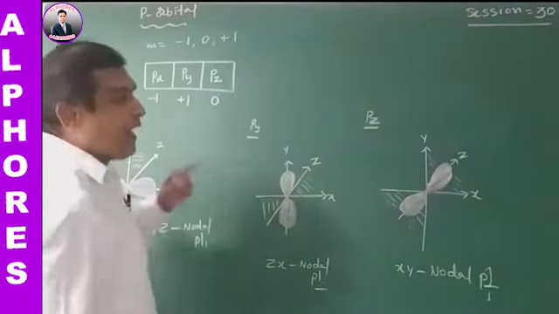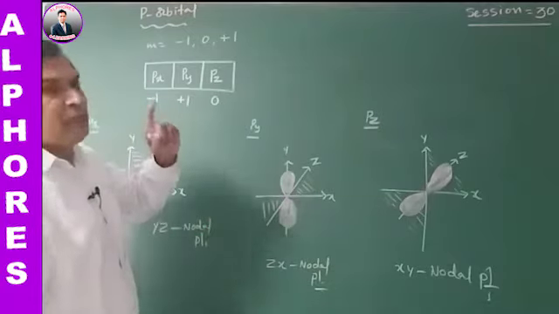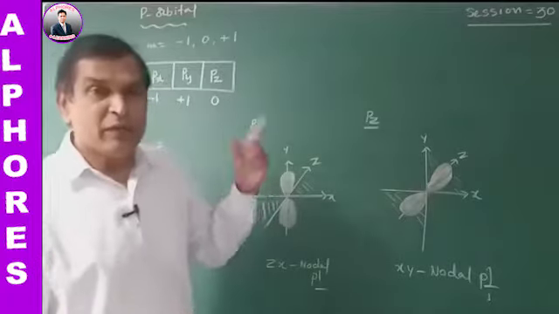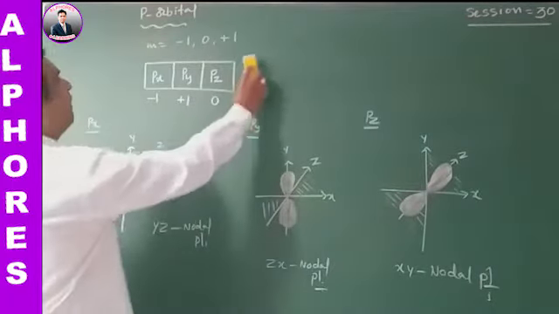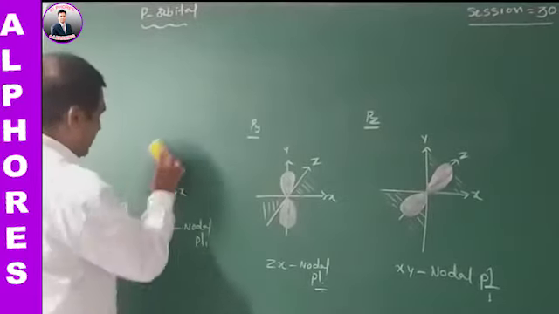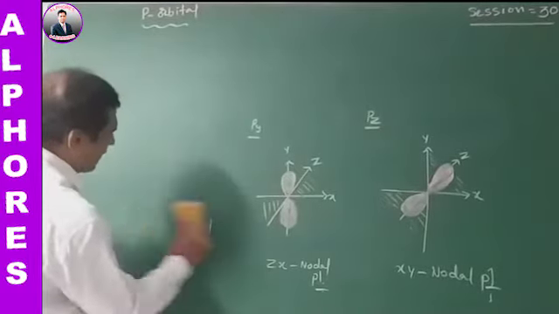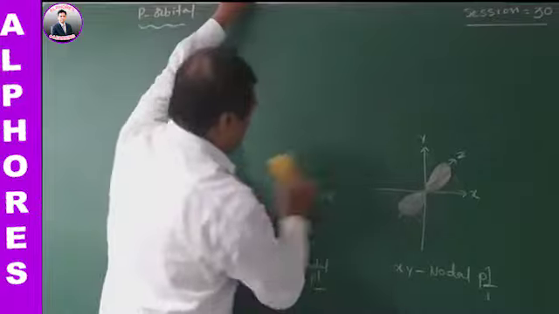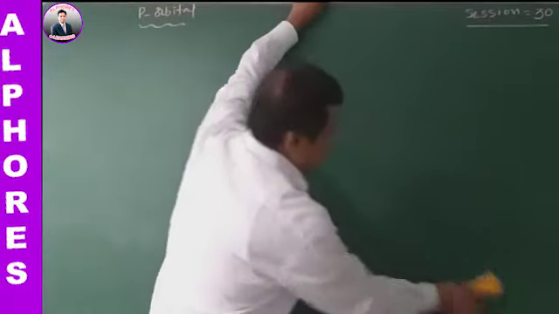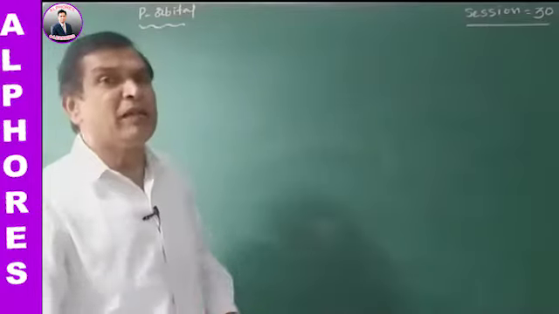So remember, how many nodal planes are possible? Sir, number of nodal planes always equal to L value. We should not forget. Okay, number of nodal planes always equal to L value, right? Next, coming to the radial probability distribution curve for the p orbital. What is the shape of the p orbital? The shape of the p orbital is always a dumbbell shaped structure.